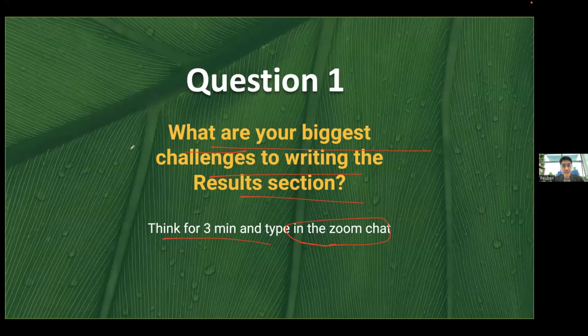Yeah, that's a valid challenge for a lot of us. Okay, how much information do we put in the results? Again, sometimes there's a temptation to discuss it. So some of the questions here actually refer to the discussion part of the results. Really, your results shouldn't be too long.